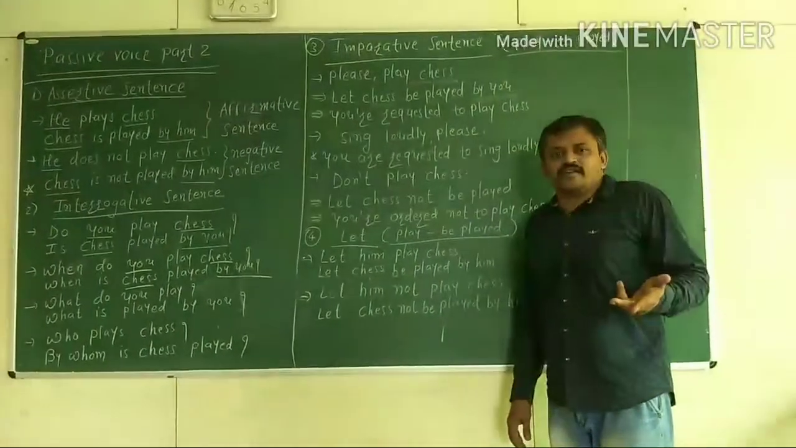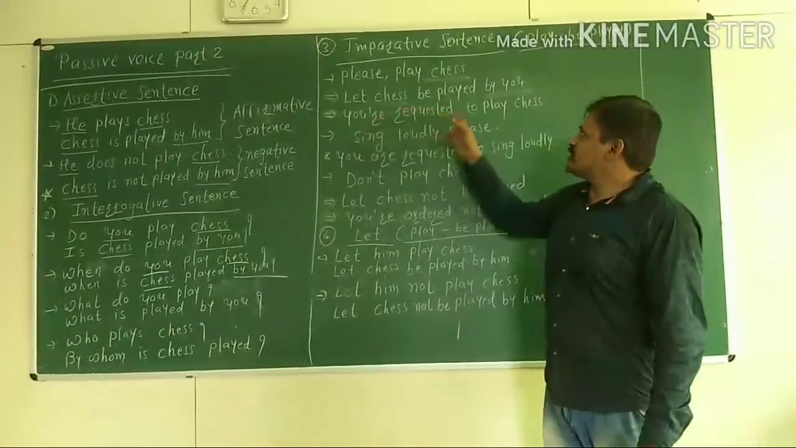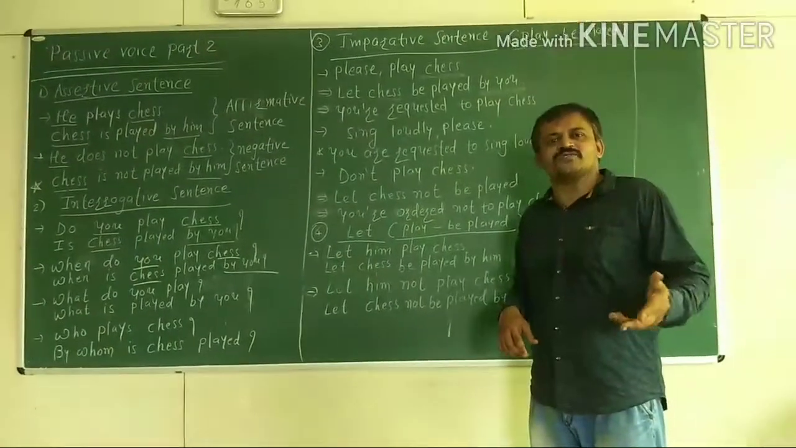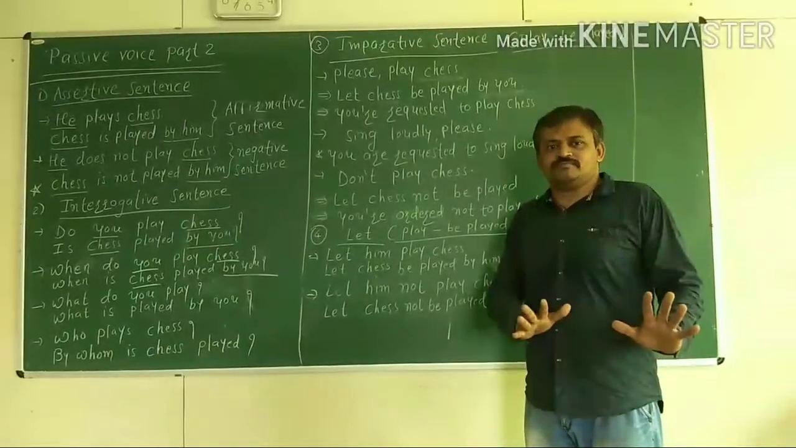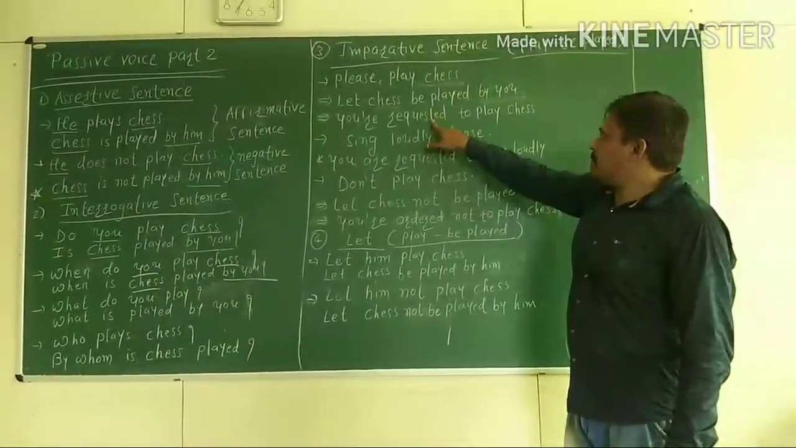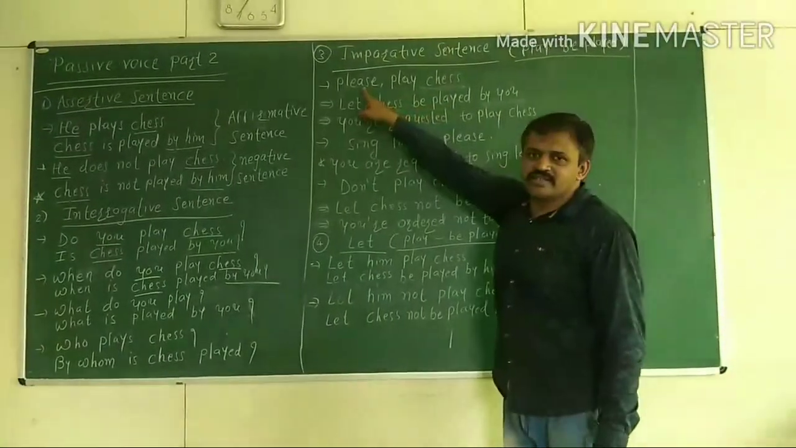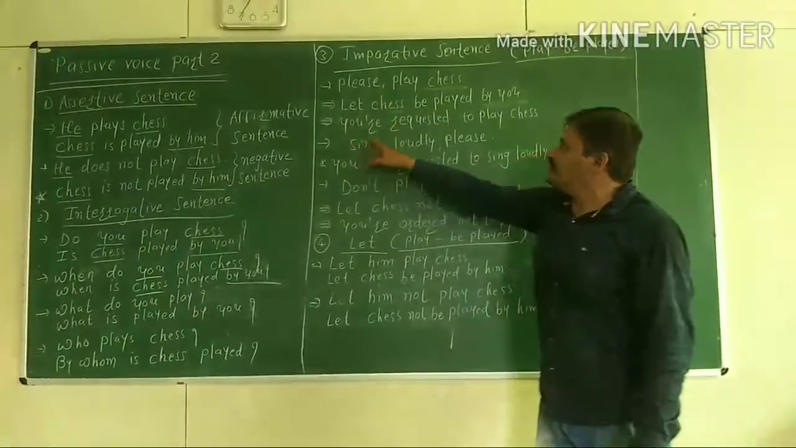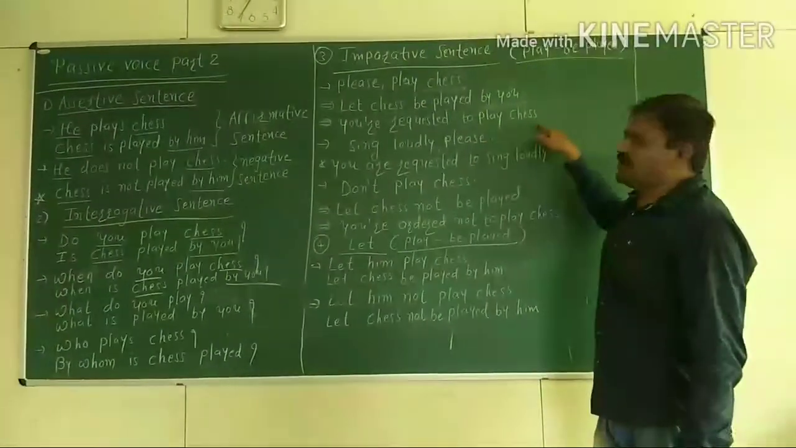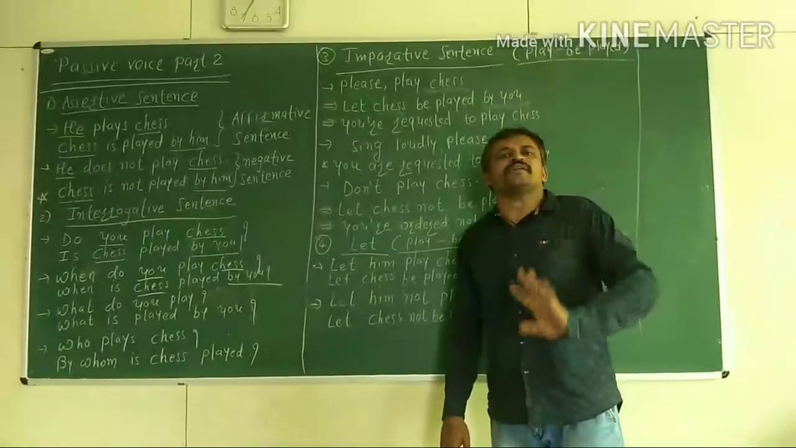The other way of making the imperative sentence into passive is this: you are requested to, you are ordered to, you are suggested to, you are advised to. All these phrases are used to make it passive. As I have used here, the sentence is please play chess. So here is written please, so I have used you are requested to play chess. This is also the passive voice of the imperative sentence.